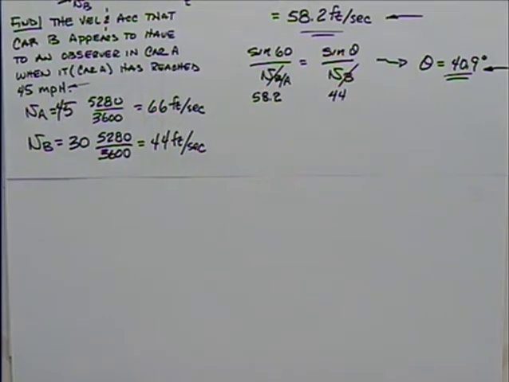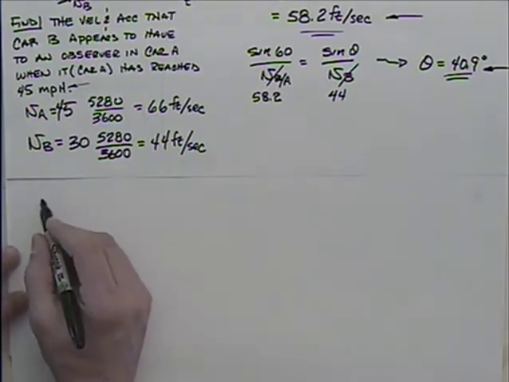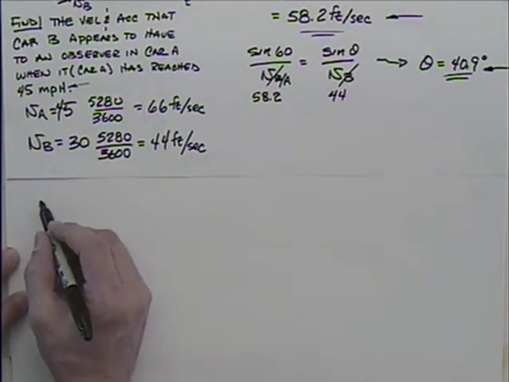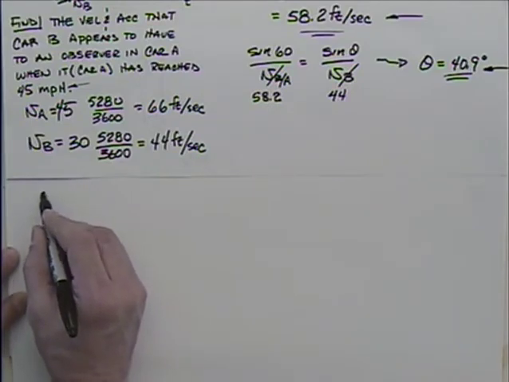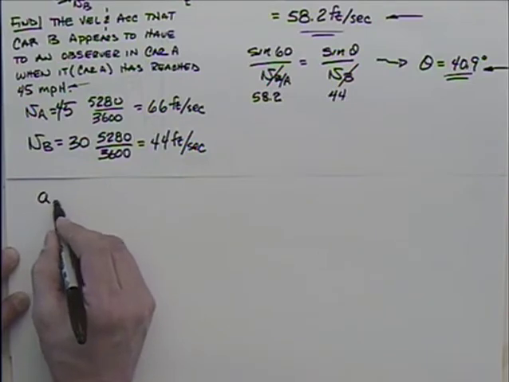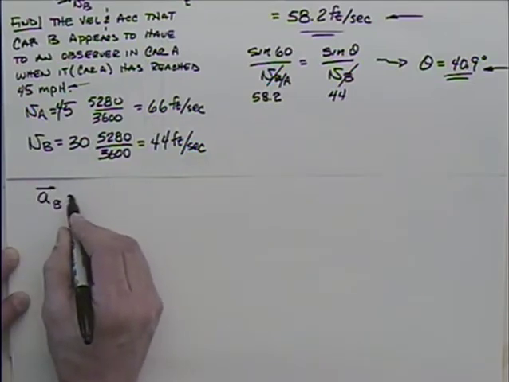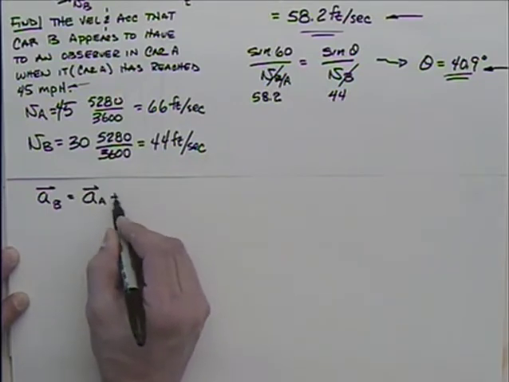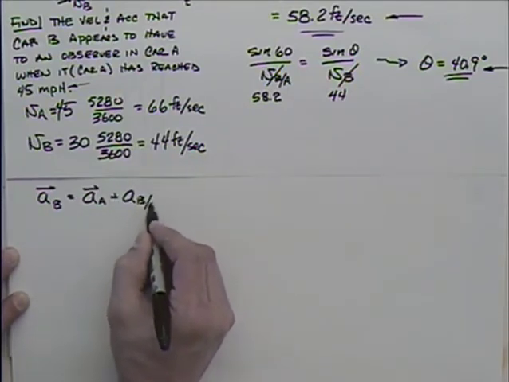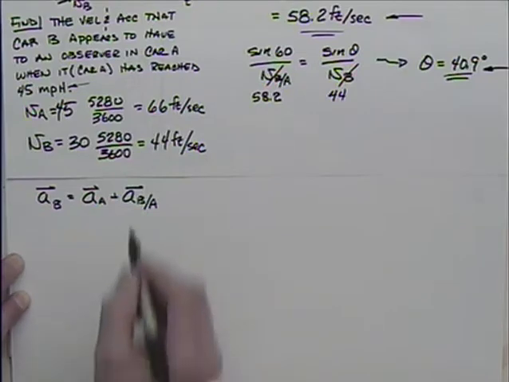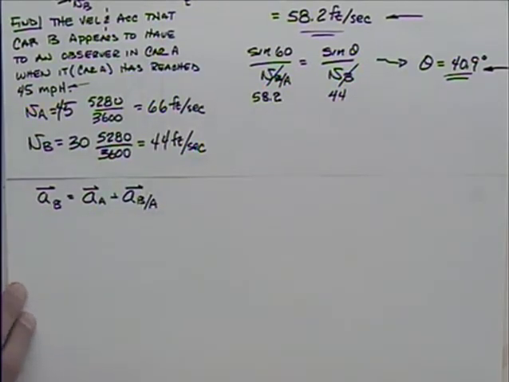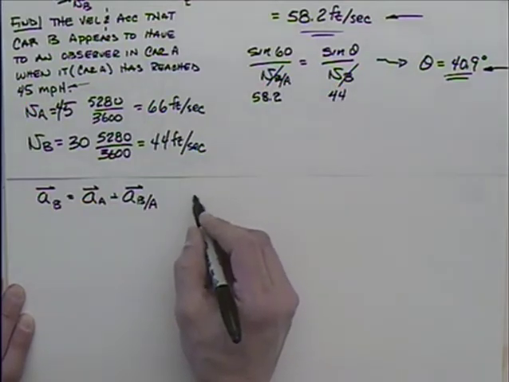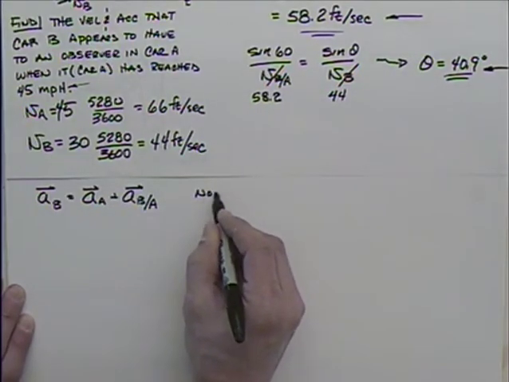So if we talk about the acceleration, if I were to differentiate the velocity equation, we had the velocity of B was equal to the velocity of A plus the velocity of B with respect to A. I could say likewise that the acceleration of B is equal to the acceleration of A plus the acceleration of B with respect to A, just differentiating the velocity equation that I started with on the first part. And maybe we'll inventory what we have here.